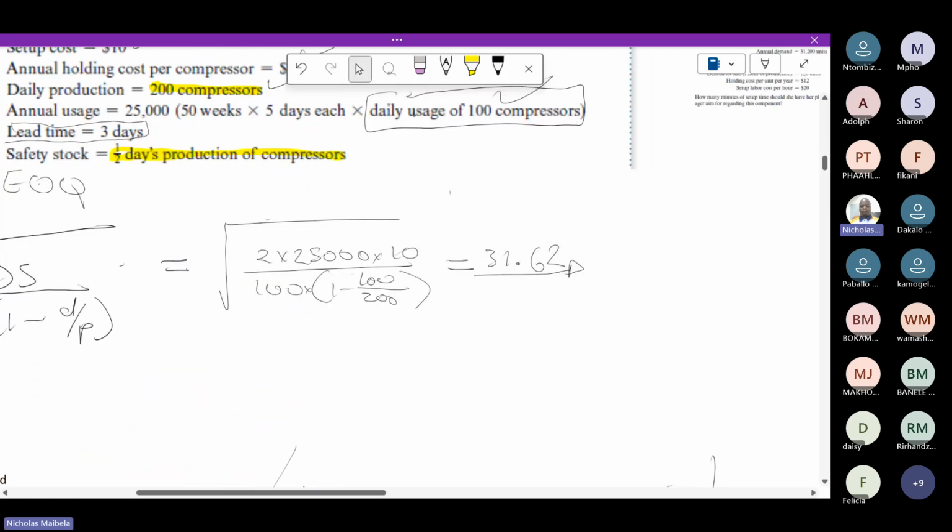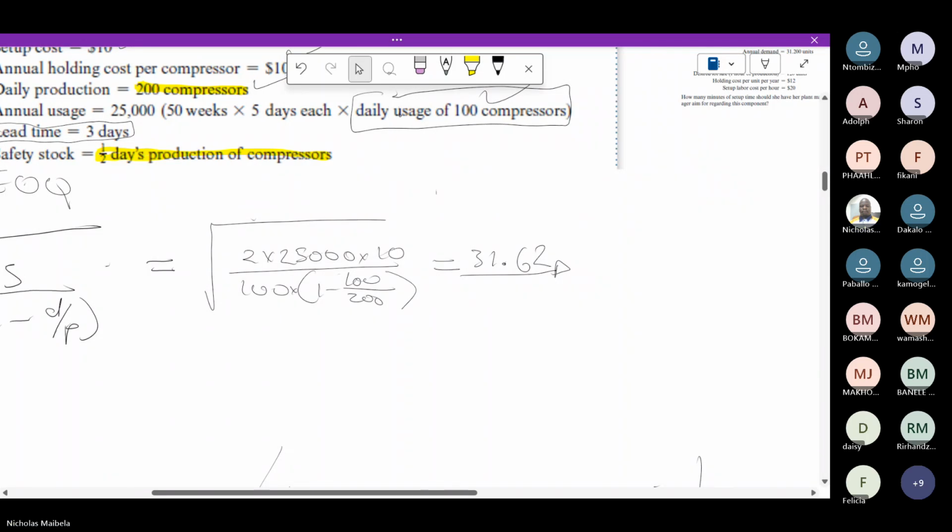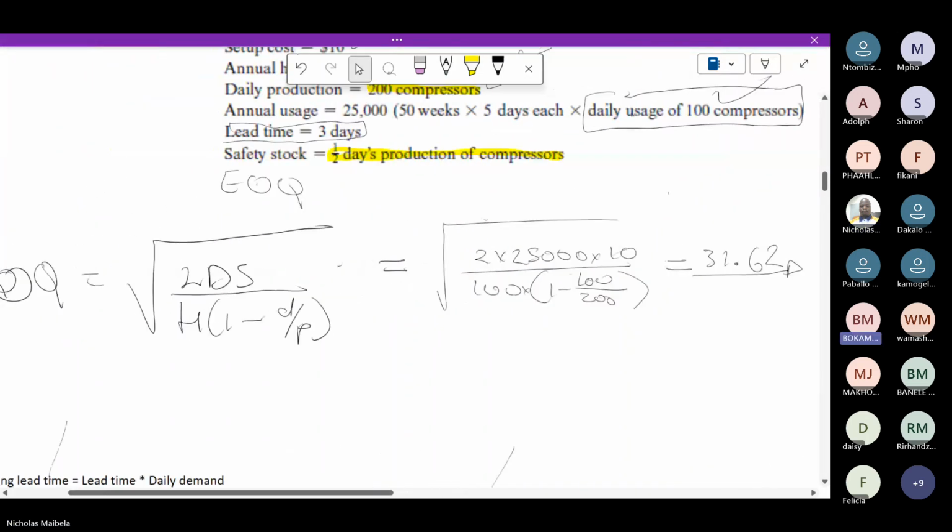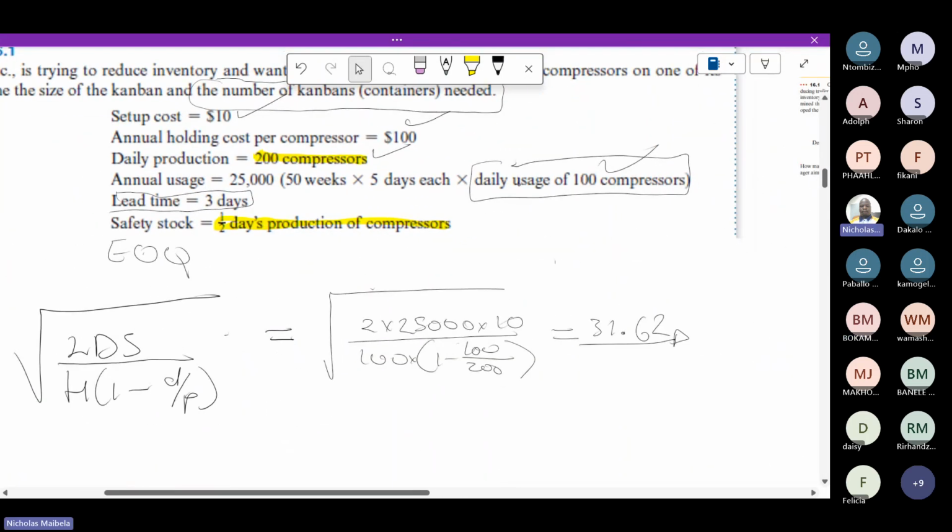I hope I'll verify more. 100 compressors, 100 is correct. 200 holding cost. Okay, 2 multiplied by 25,000. Okay, but I'll verify more. Sir, I've got 100 there when you're looking for not 31.62, but my answer was 100.